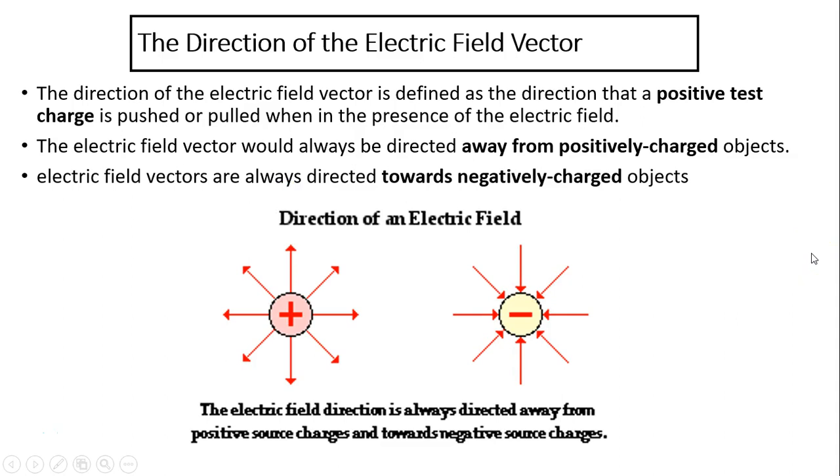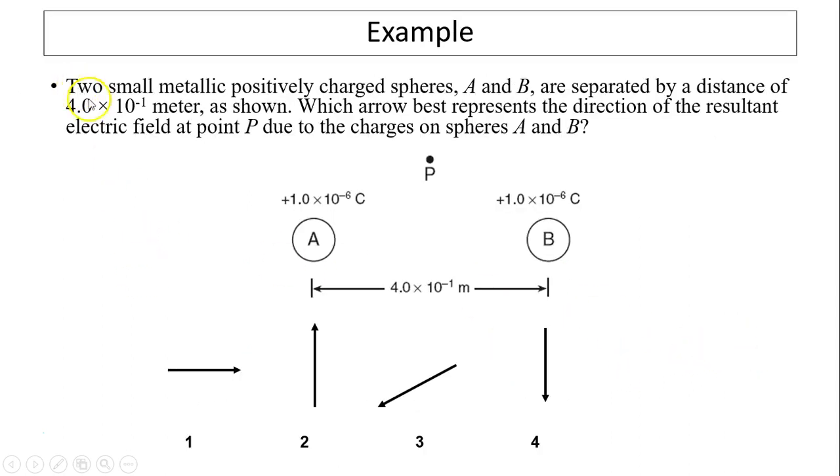Let's take a look at the direction of the electric field vector. So we already know the direction of the electric field vector is defined as the direction that a positive test charge is pushed or pulled when in the presence of an electric field. So the electric field vector would always be directed away from the positive and toward a negative. So positive is going away and negative is toward. That's what we call the field lines.